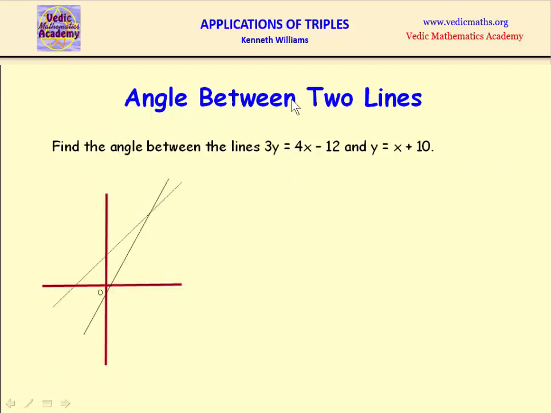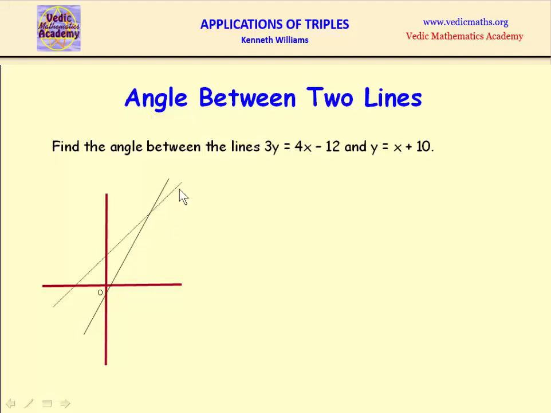Here's the setup. These are the two lines. This will be y equals x plus 10, and this one is the other one, the first one. So what we want is a triple for the angle between those two lines, a triple that would fit in there.